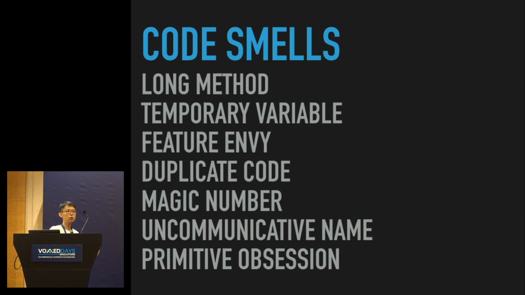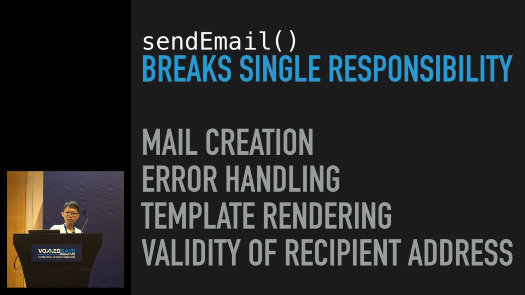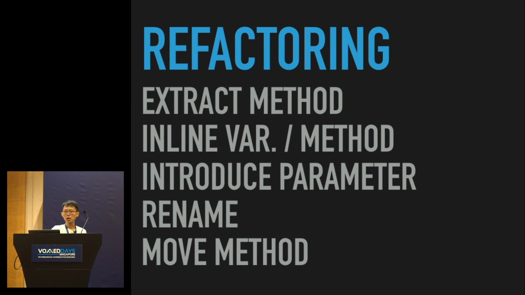Code smells we have been through. These are the code smells. Feature envy, duplicate code, uncommunicative name, and primitive obsessions are the most common top list of code smells I've seen in much legacy code. Send email breaks the single responsibility. So as we try to refactor the code, we also look at design principles to refactor. We did use the field refactorings method.